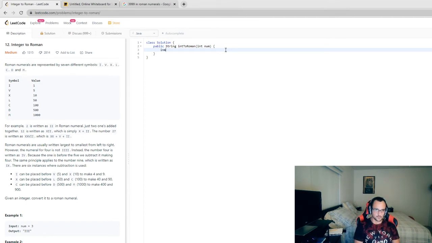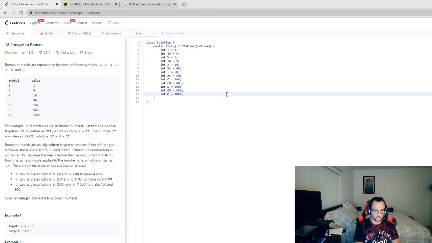So let's see, integer I is equal to 1, integer V is equal to 5. A few moments later. So here we have all the possible combinations. Now we declare a string here, which will be our answer. It's going to be initially empty. Now usually for these sorts of problems you could probably use a string builder instead of a simple string, but this problem is simple enough to just use a string, so we're going to use that instead.